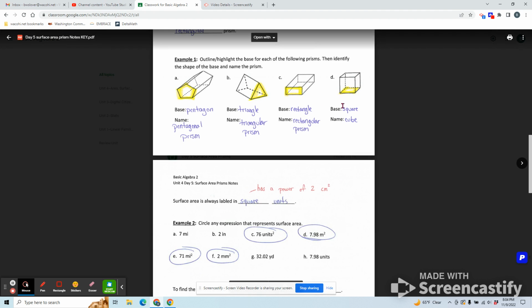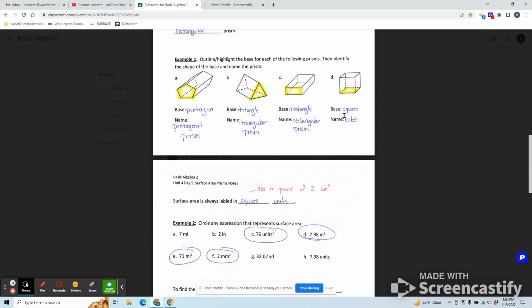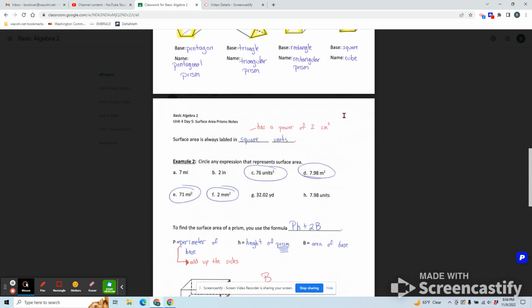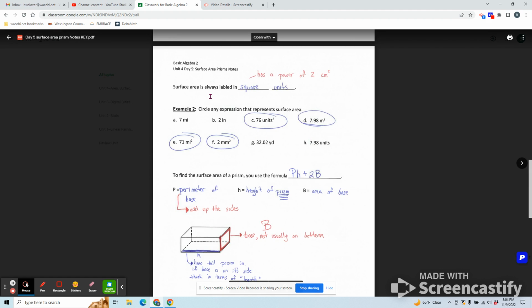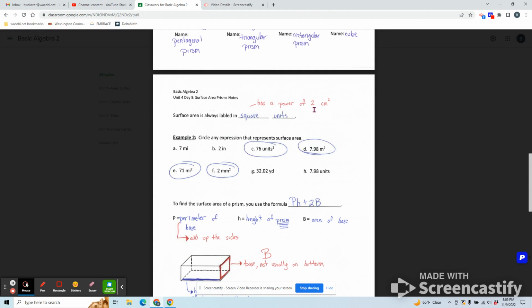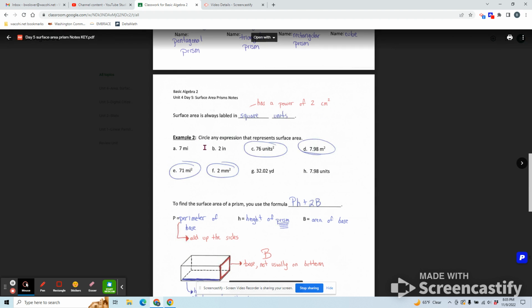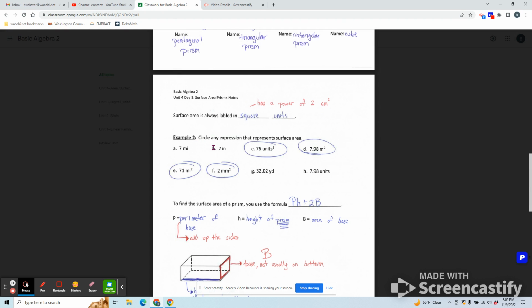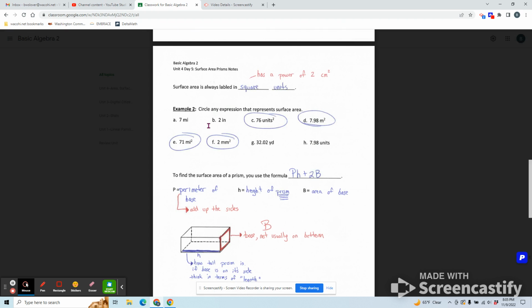So this, once again, we're going to be using for the rest of the semester. So hopefully that will help us figure out the surface area. Surface area, just like with area, is always labeled in square units, which means it has a power of 2. So like centimeters squared, meters squared. And that's what example 2 is asking us to determine. Find or circle something that represents surface area.